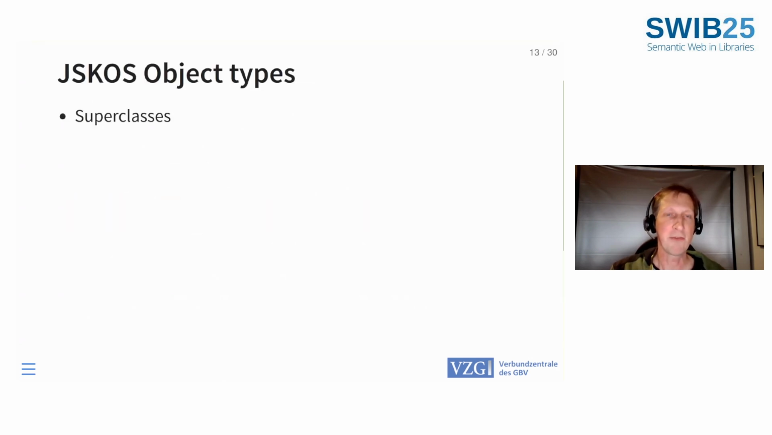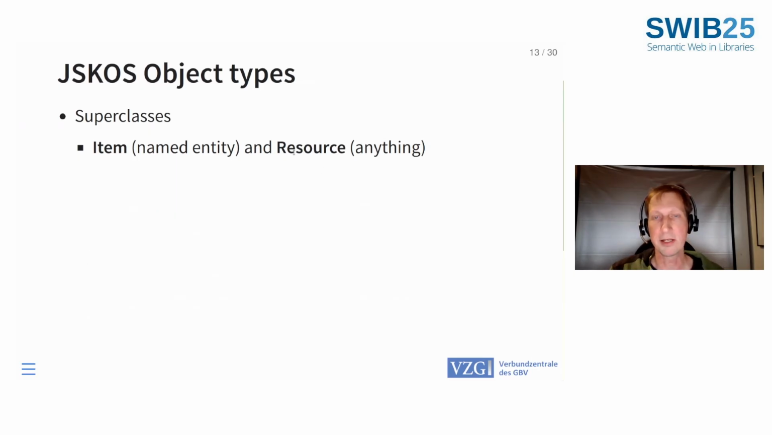Summarizing, so we have 2 superclasses. We have an item and resource. So resource can be anything that's similar, like a resource in RDF, and item is a named entity that has also name and some other properties. But these are all mostly used for superclasses.